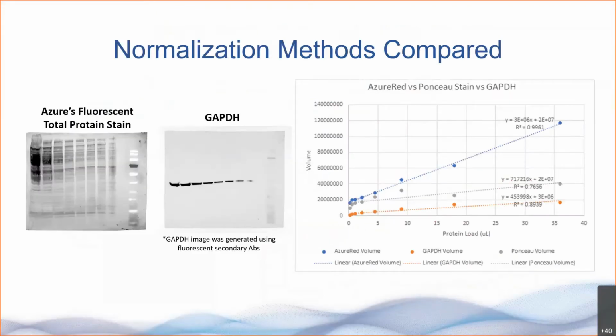If we actually want to compare the two different methods right here, there's total protein stain and GAPDH. The volume that we actually do use is on the blue line there. So we can see that we have 0.99 as far as our R squared. On GAPDH, which is the gold line, that one is 0.89, just linear to 0.9, and the one that's in the middle would be our Ponceau S, and its volume.